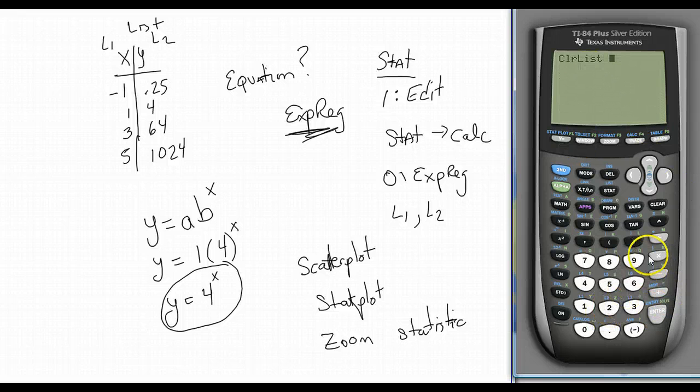It says bad, clear list. I've got to tell it what list. L1, so second L1, comma, second L2. So now, when I press stat, edit, my lists are empty. Okay, so let's try another problem.